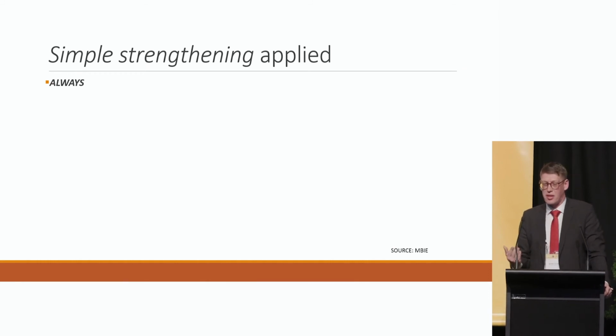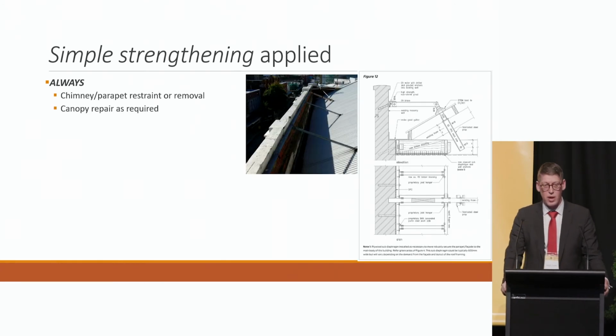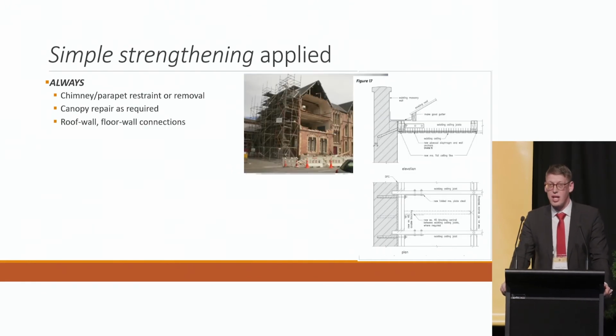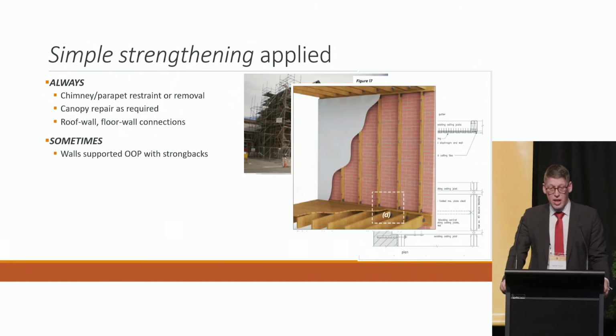I thought if it really is simple strengthening, I should be able to explain it to you in one slide. So for simple strengthening, we would always restrain or remove chimneys and parapets, and we would repair canopies if canopy repair is required. We would always enhance the roof-to-wall and floor-to-wall connections, and I think that's a critical part of any strengthening program for an unreinforced masonry building, whether that's under the Earthquake-Prone Building Act or some other kind of strengthening. We would sometimes strengthen our walls out of plane with the addition of timber strongbacks, and there's some research and testing which supports that as a method.